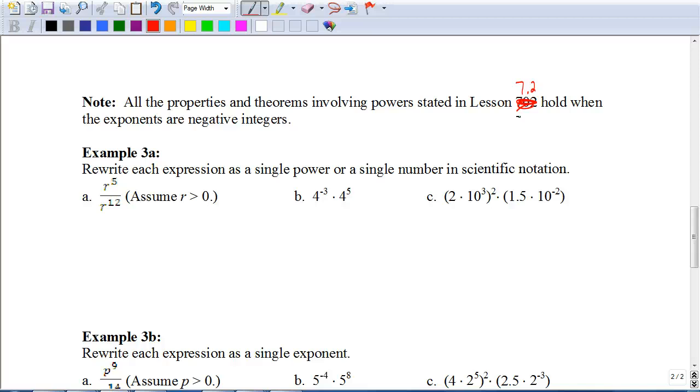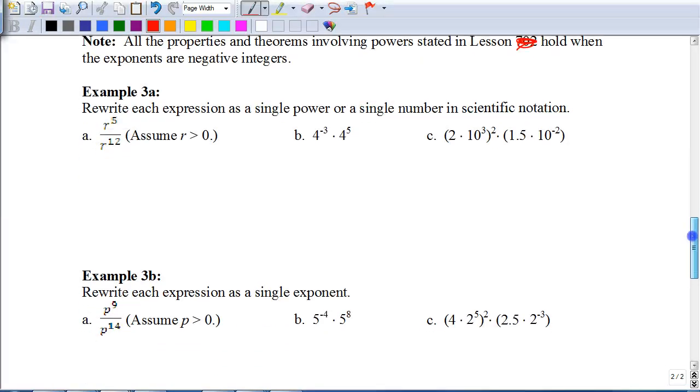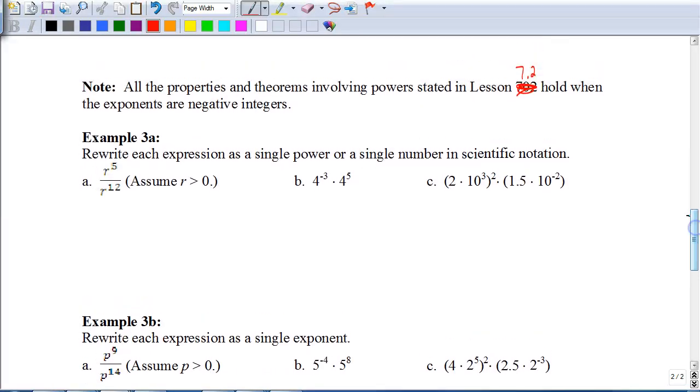So here we have r to the fifth divided by r to the 12th. Well, remember in the previous lesson we said that if the bases are the same, we subtract the exponents. When I do that, 5 minus 12 gives me negative 7, so it would be r to the negative 7th power.